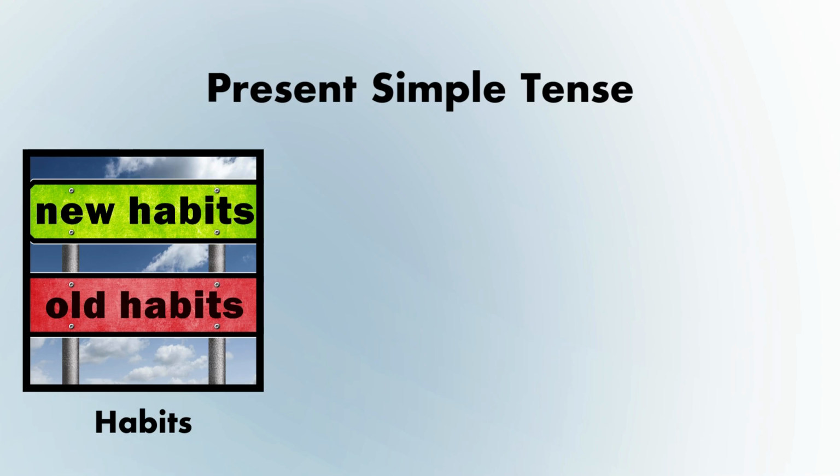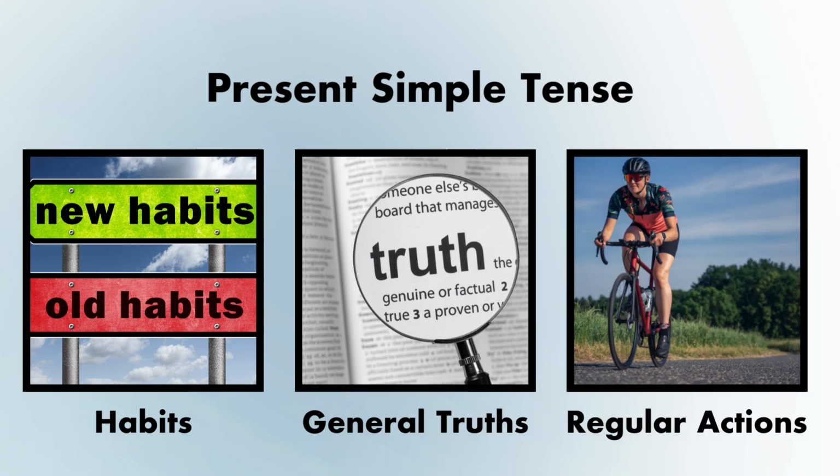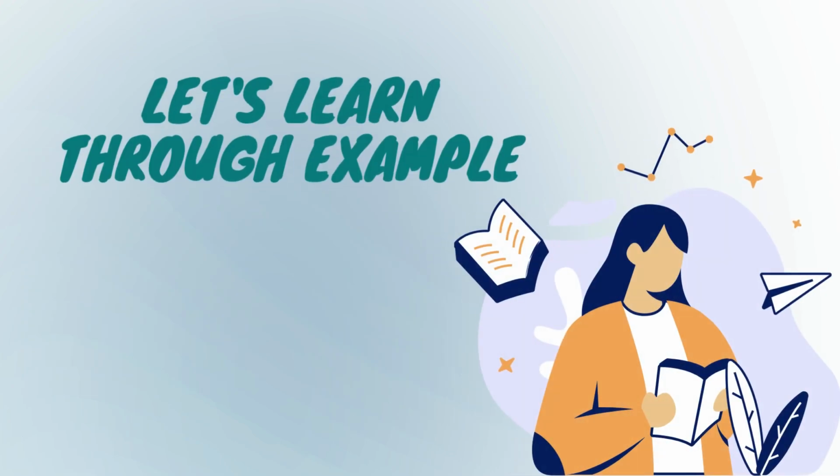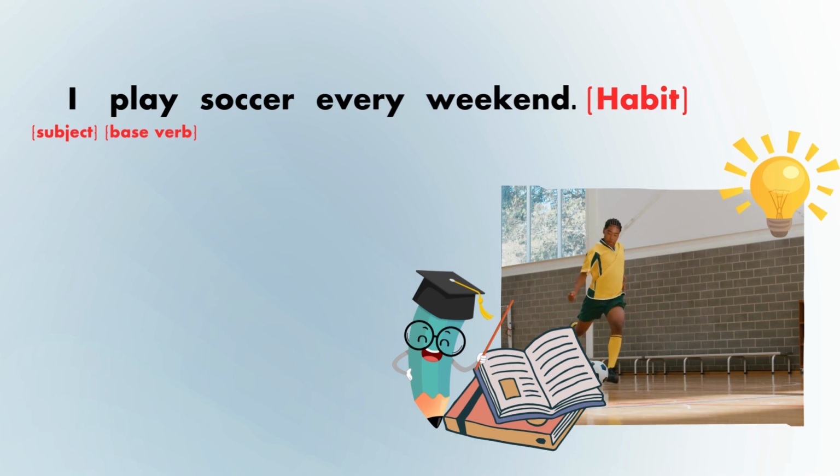Present simple tense is used for habits, general truths, regular actions. Let's learn through example. I play soccer every weekend. We can use this type of sentence for habits.